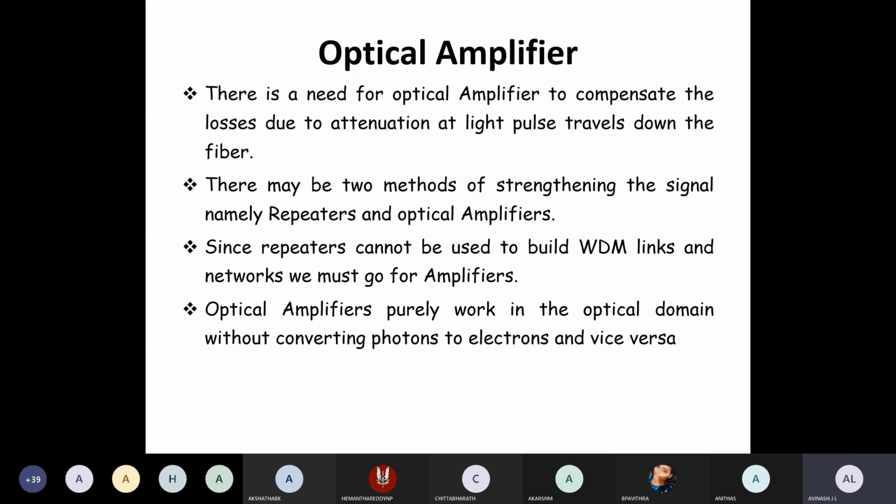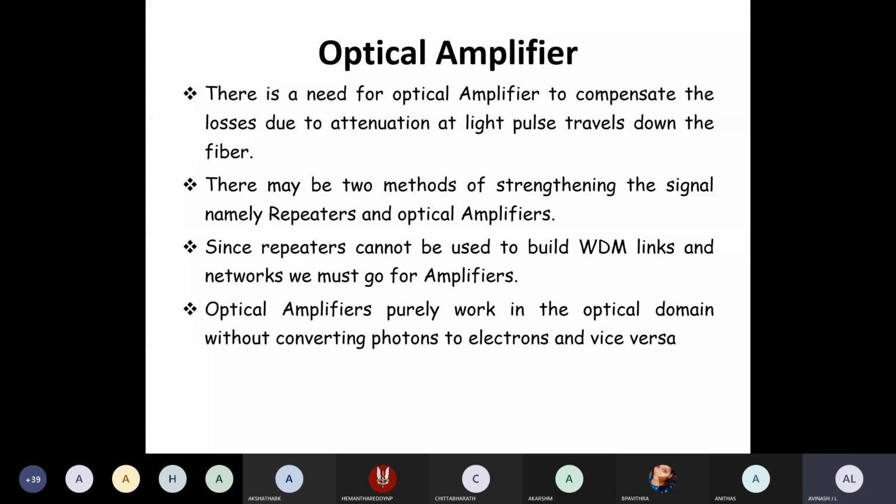Since repeaters cannot be used to build the WDM links, that is, wavelength division multiplexing links and networks, we must go for the amplifiers. So there is a limitation. What is the limitation? Since repeaters cannot be used to build the WDM links and networks, we must go for the amplifiers. That is why we are going for the amplifier.